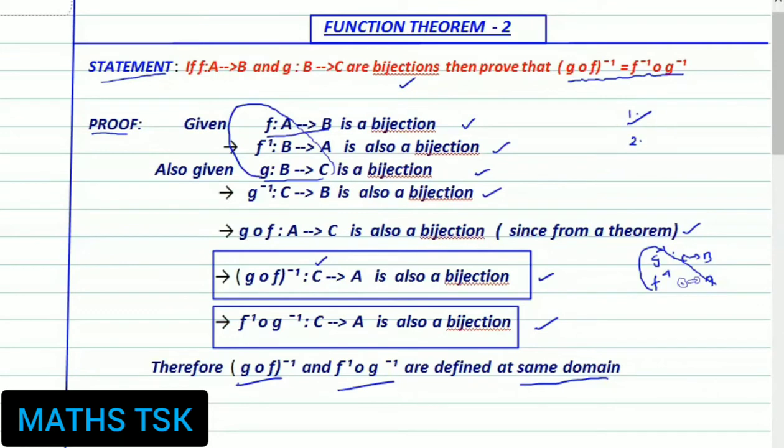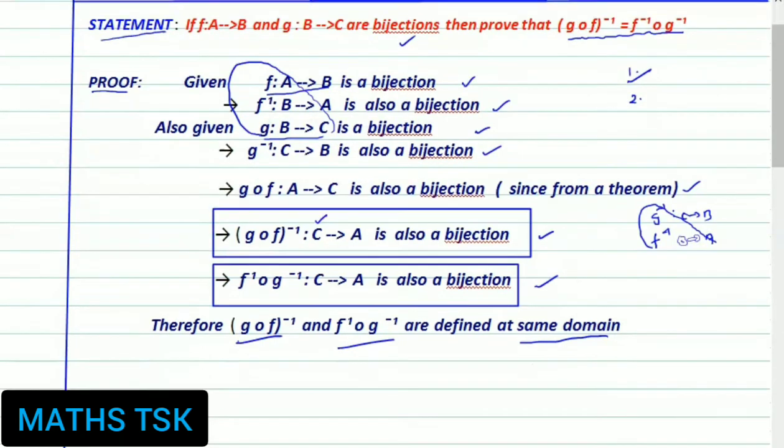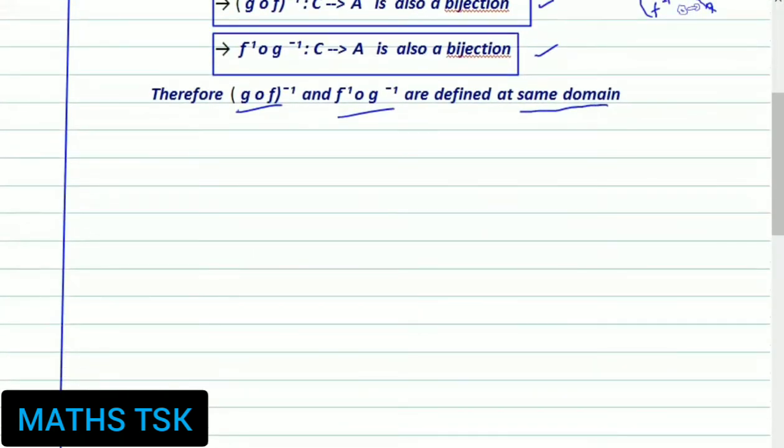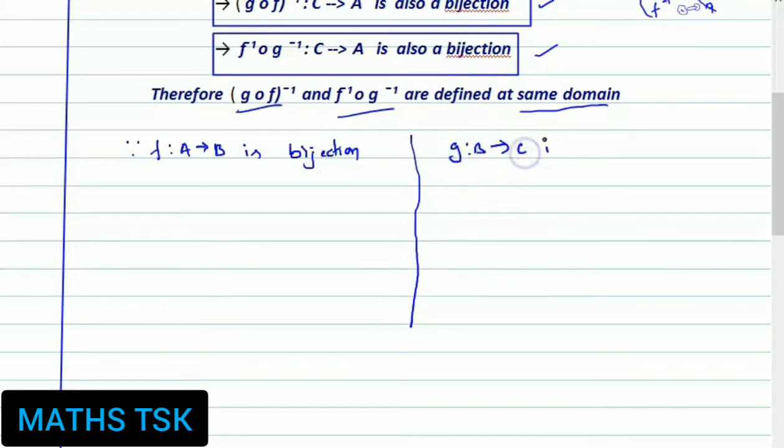Next we have to prove that for some element in the domain, these two functions are equal. Next we go for the second part. What's given? Since f maps A to B, f is a bijection. Observe carefully. Write like this: g maps B to C is a bijection. Since it's a bijection, the inverse will exist.